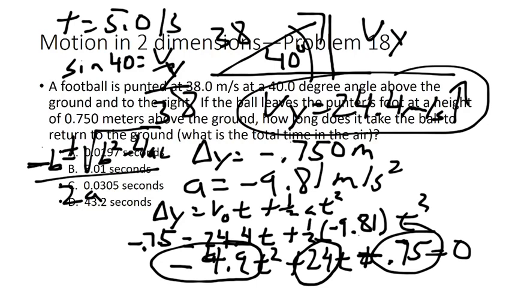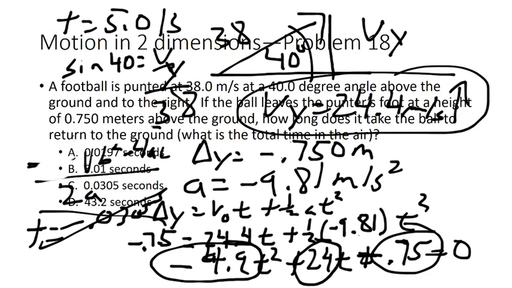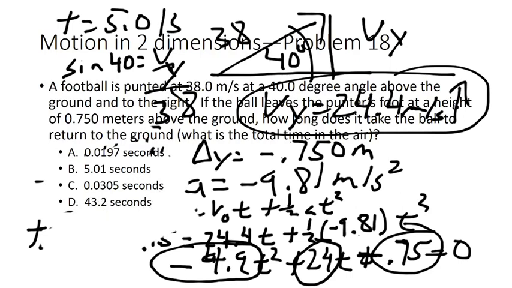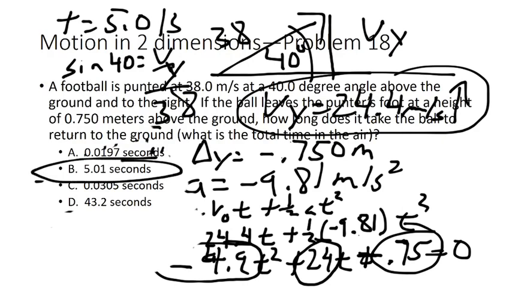You also end up with t equals negative 0.0305 seconds. Well, we know we can't have a negative time, so that answer won't work. So our correct answer here has to be 5.01 seconds. So the correct answer, problem 18, answer B, 5.01 seconds, is the time from the time the ball is kicked until it returns to the ground.